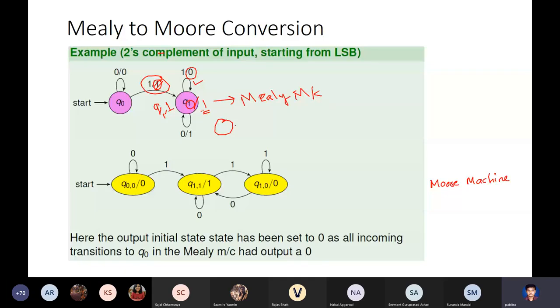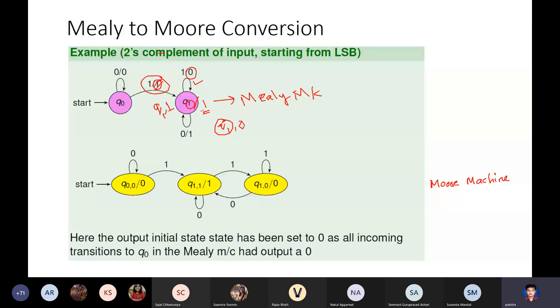So if you have 3 possible outputs that could have come when you are transitioning to Q1, it would split to 3 states. It would be Q1,1; Q1,0; or maybe if there are 4 possibilities, say 00, 01, 10, 11, it would be Q1,00; Q1,01; Q1,10; Q1,11. It would split to 4 states. So Q1 would split to 4 states.